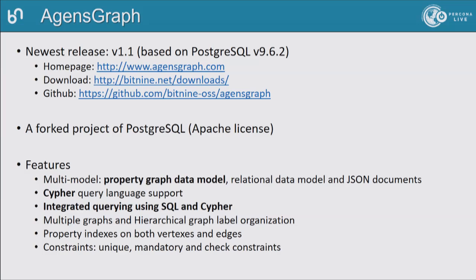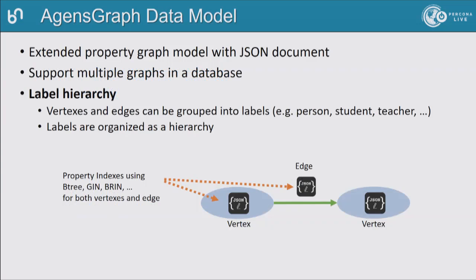From now on, I'll explain some features of AgensGraph and how we implement it based on PostgreSQL. AgensGraph supports the property graph model and JSON documents. The property graph model consists of vertices, edges, and their properties. The vertices and edges can be grouped into labels. For example, you can make vertex labels like person, student, and teacher to distinguish vertices.